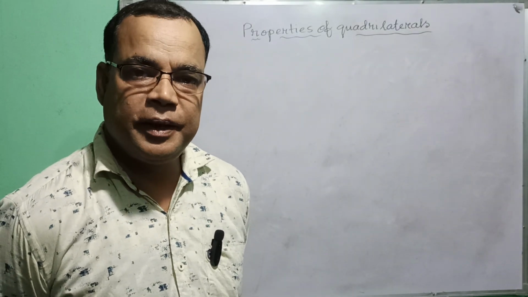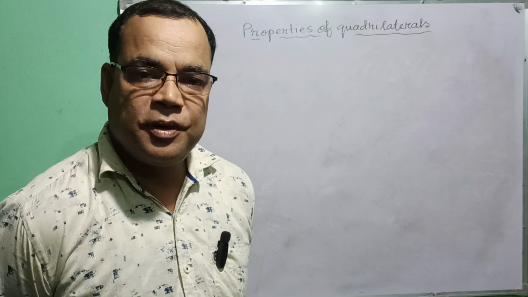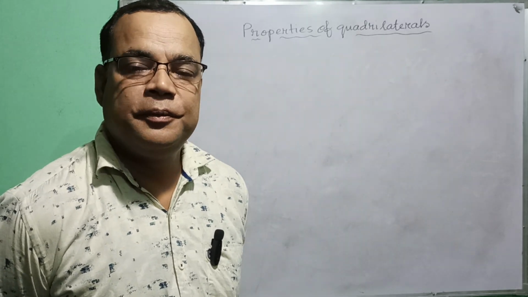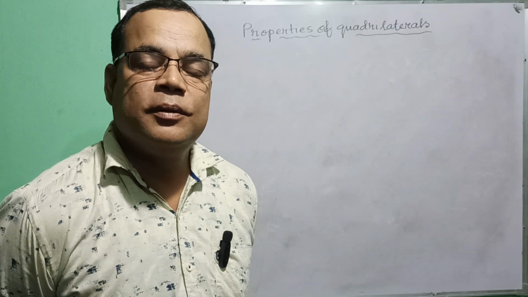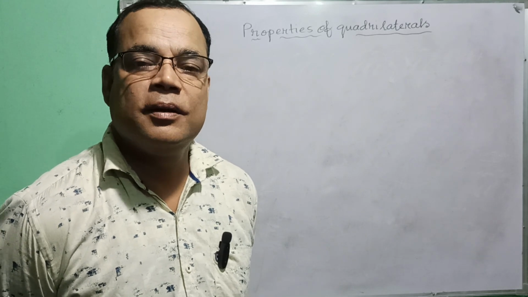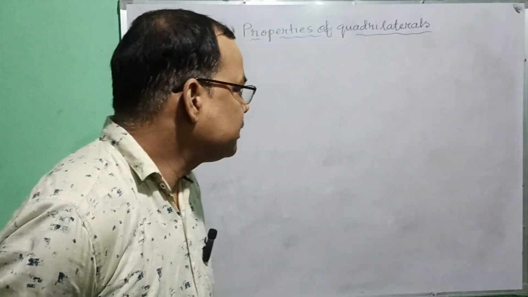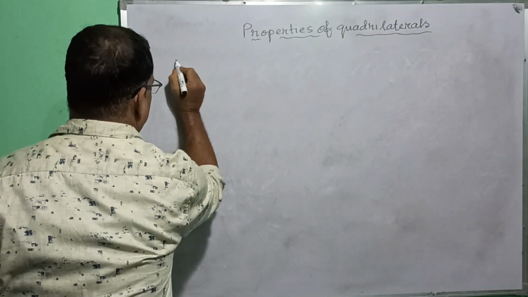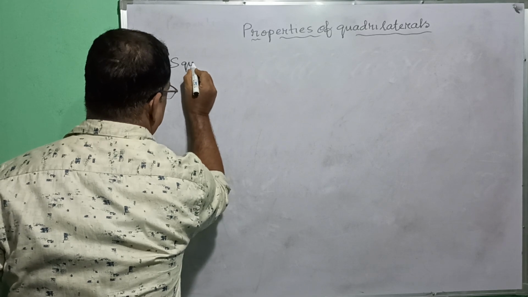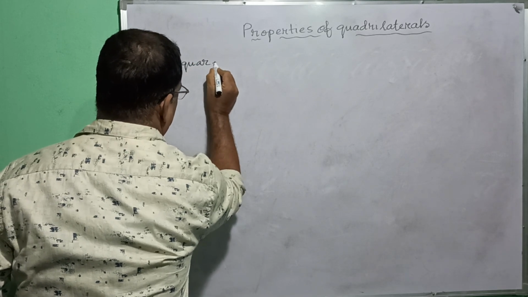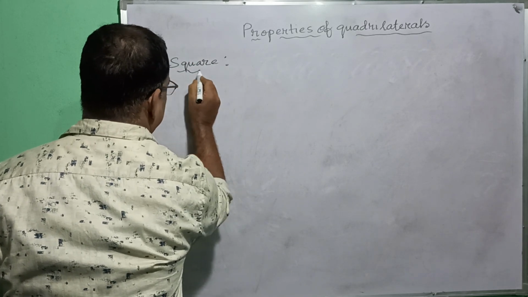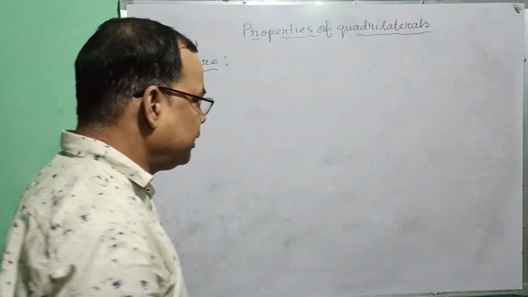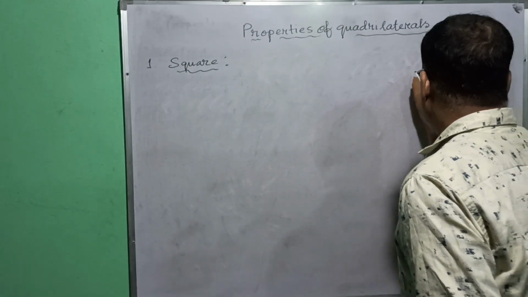Today I am going to explain some important properties of quadrilaterals one by one, and it is my request to all of you: you can write down all these properties so that later on you can study them. So let us start with the quadrilaterals. First one is square. We will start from square. Before writing the properties, let me draw the figure.